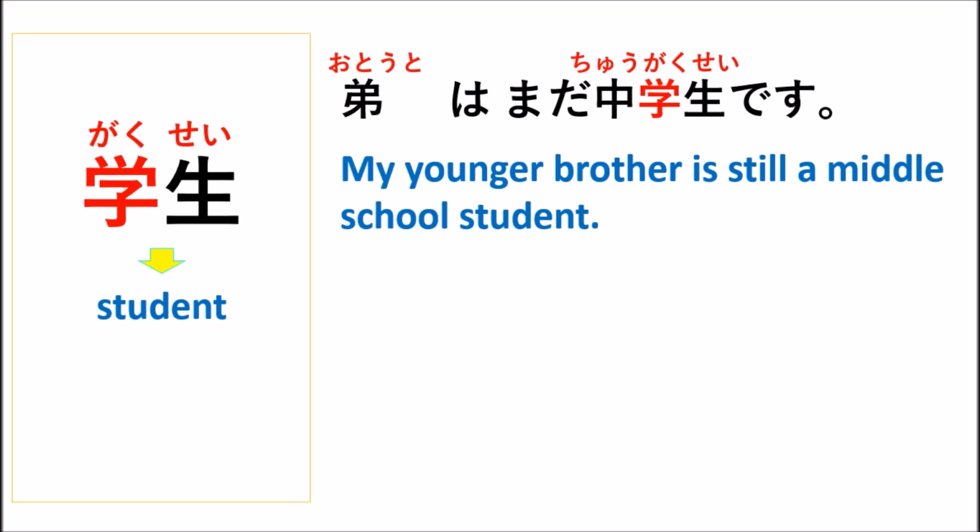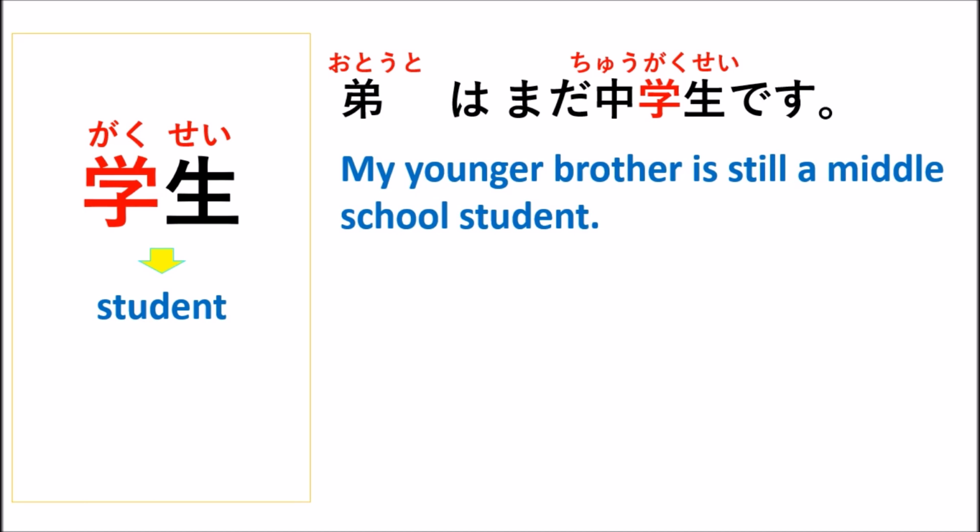But in this sentence, we see that chugakusei means middle school. Chu means in the middle. So when you put the meaning of middle with the noun gakusei, and gakusei means student, it means the student in the middle, that means the middle school student.